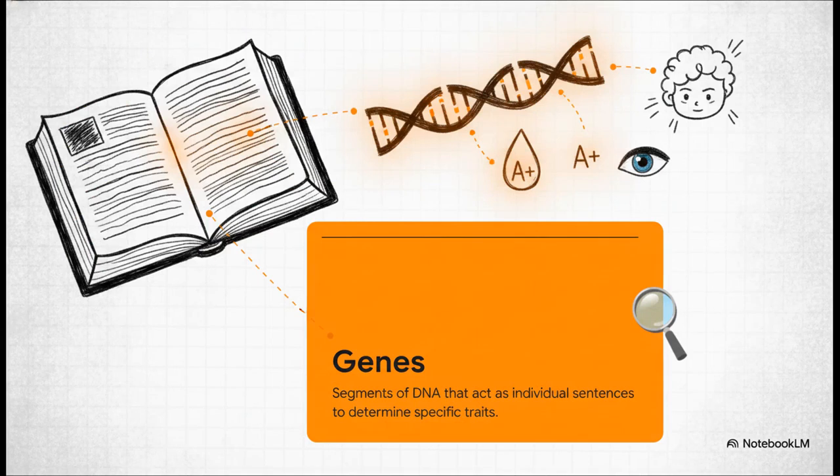Now, if we zoom in a bit on that massive manual, we find genes. And I really want to emphasize the difference here. If DNA is the whole giant instruction manual, genes are these specific individual segments of that DNA. Think of them like individual sentences or unique recipes within that larger book. They determine very specific physical traits. For instance, one gene might contain the recipe for curly hair, while an entirely different gene dictates your specific blood type.